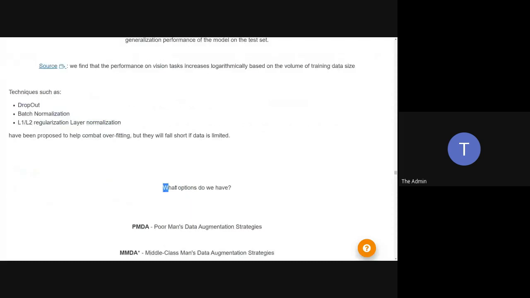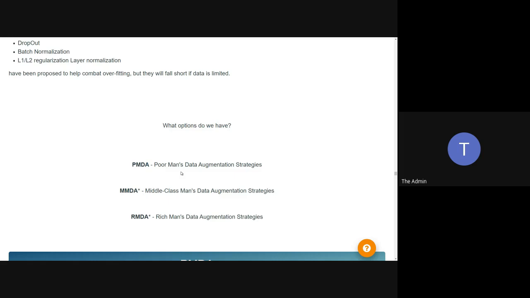So what options do we have? We have PDMA, which is actually a term. It's called Poor Man's Data Augmentation Strategies. So I expanded on them and made 2 more called MMDA and RMDA. MMDA is what we are going to be using. This is called Middle Class Man's Data Augmentation Strategies. You'll not find this online. And then we have Rich Man's Data Augmentation Strategy, which we are not going to be using. Are we clear?